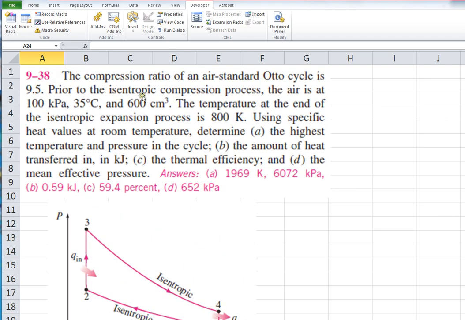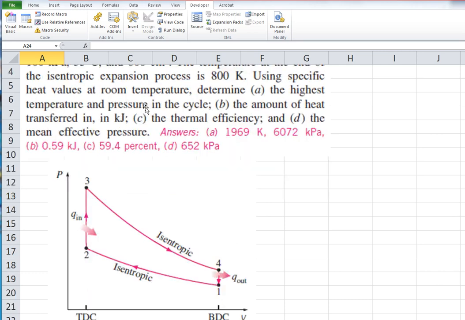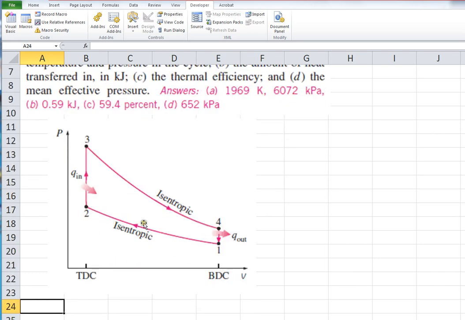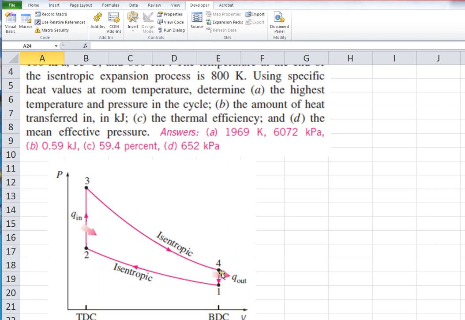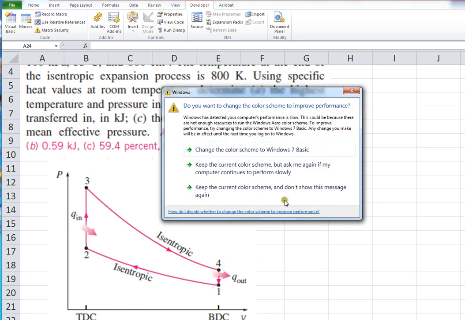It says prior to the isentropic compression process, air is at 100 kPa, 35 degrees C, and 600 centimeters cubed volume. So prior to the compression, of course, he's talking about state 1. Temperature at the end of the isentropic expansion process is 800 K. So he's given the temperature at state 4, the end of the isentropic expansion process.